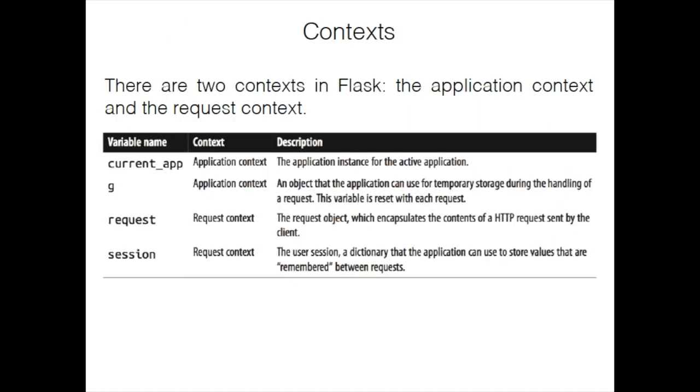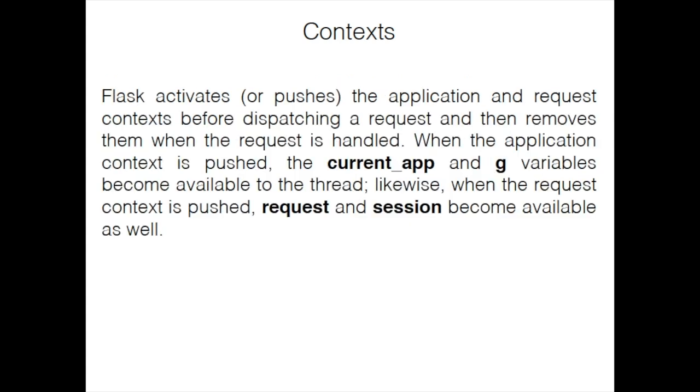Okay, this is exactly the same. The other context is the current app, which shows you what your app is now. G is a global variable, request I sent you. Session is the data which you save if you wish to keep something like login data, sign-up data or something else. Session is very good for security, because the data is saved on the server, not on the client. If you use cookies, the data is saved on the local machine of the user. So it's different.